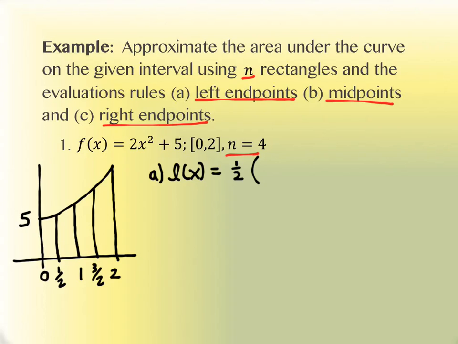And then I need to add up the 4 heights using left endpoints. What is the first left endpoint? f of 0. And then the second one, f of 1/2. The third one, f of 1. And the last one, f of 3/2.